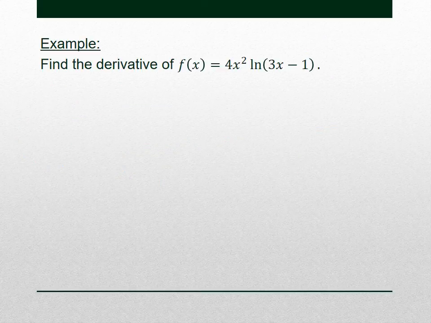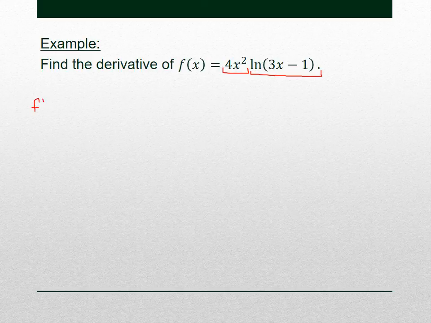Now we've got the derivative of f of x equals 4x squared times natural log of 3x minus 1. So for this, we're going to have to use a product rule. So remember the product rule, we always have to have a first guy and a second guy. Our first guy is this 4x squared, and our second guy is the natural log of 3x minus 1.